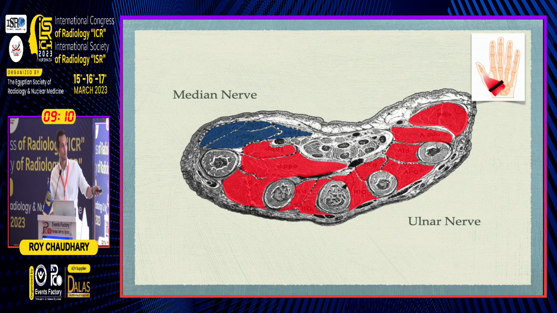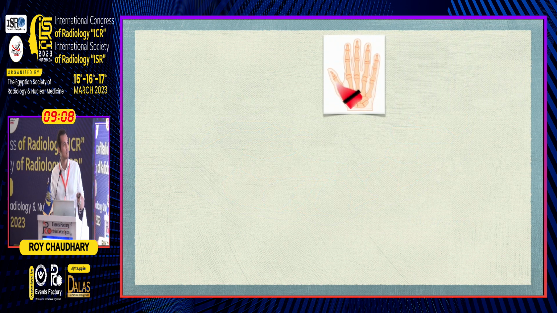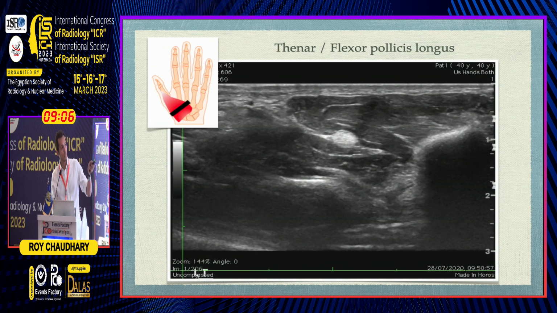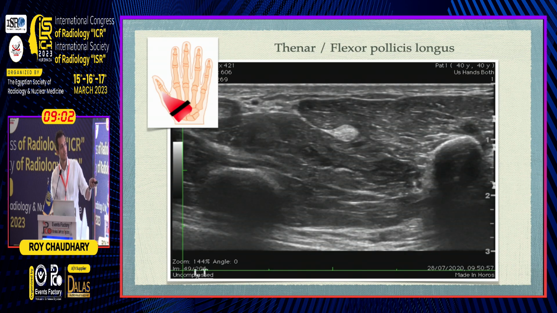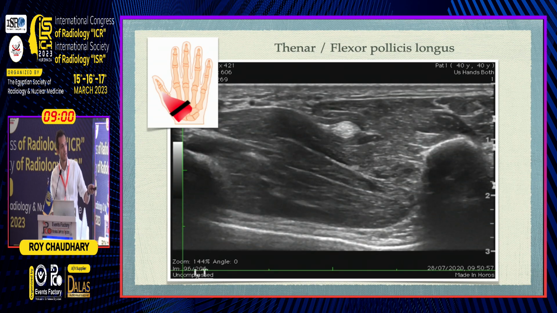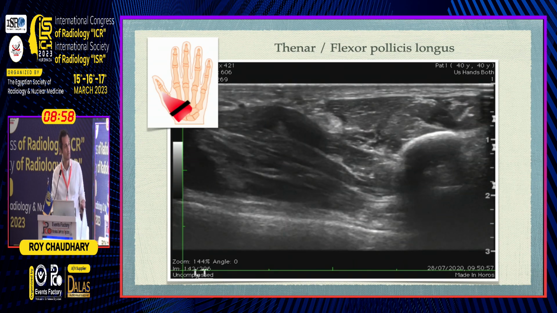And here is the flexor pollicis longus. I'll show you a normal case. So you see this is the flexor pollicis longus. And when you scan with ultrasound, you see these muscle bellies very, very nicely. So this is a normal patient.